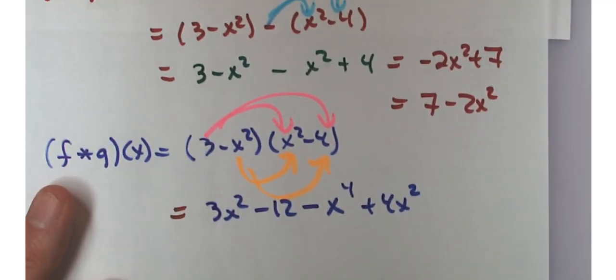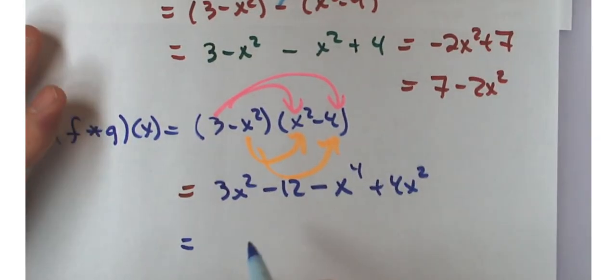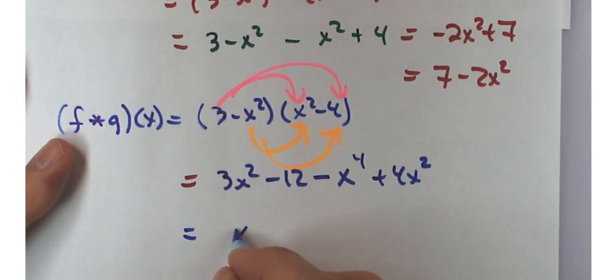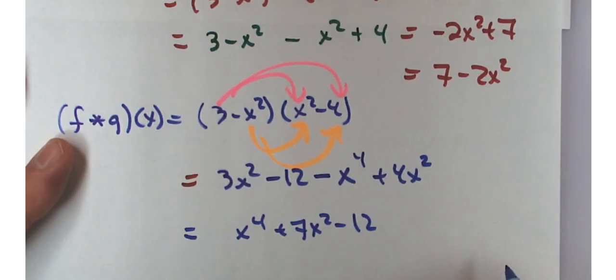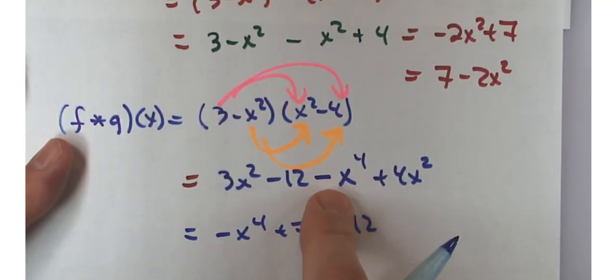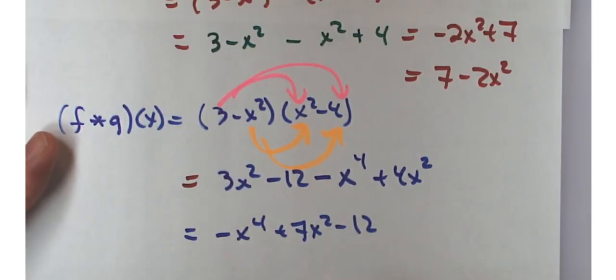Still got those like terms. Be a hero and put this in descending order and also combine the like terms. Perhaps I should say be a hero or heroine. x to the power 4 plus 7x squared minus 12. Somebody put the plus on that. It'd be a negative here, right? Oh my gosh. Yes. Agree? Okay. All right, cool. Thanks so much.